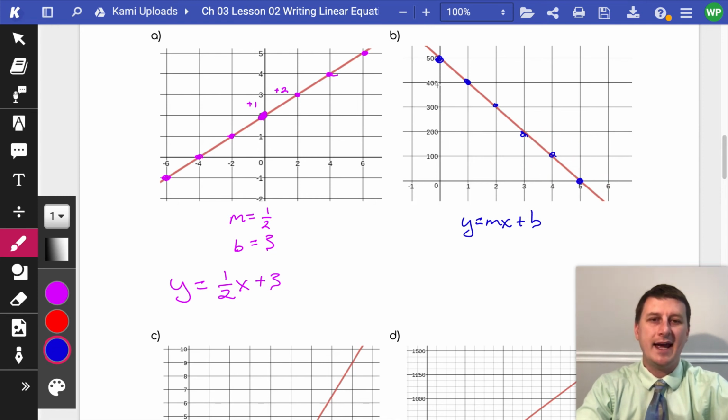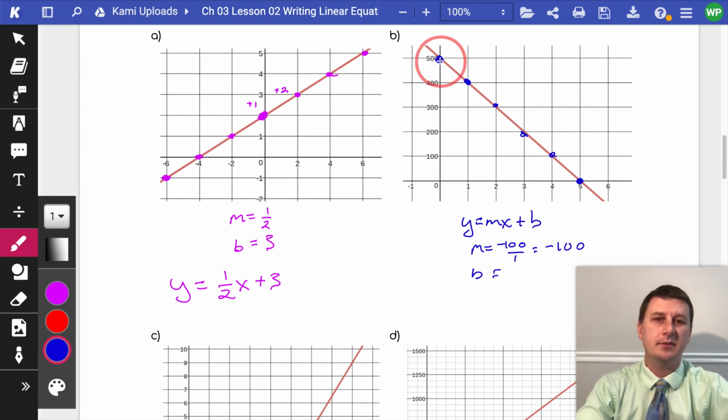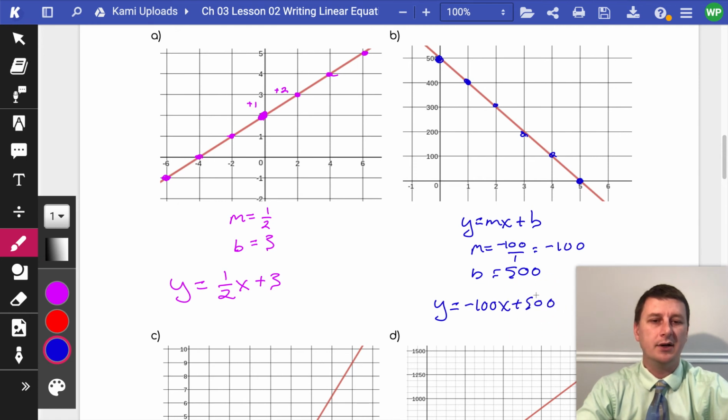And now I'm going down, because I read my graph from left to right. So I'm going down how many? 100. Because I go from 500 to 400, I'm going down 100. So my slope is going to be down 100, and I'm going to go over to the right just 1 unit. So my slope is going to be negative 100 over 1, or just negative 100. And my y-intercept is going to be at, as you can see from the graph, 500. So my equation of this line is going to be y equals negative 100x plus 500.